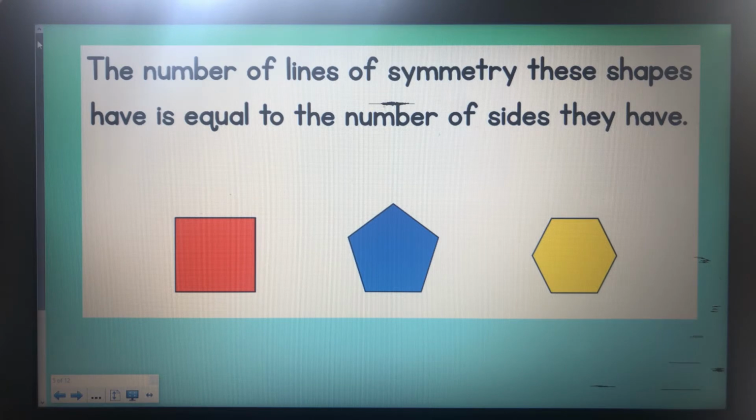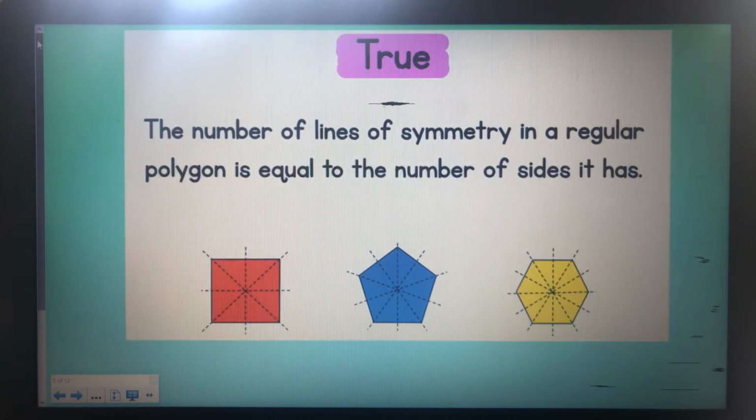Let's have a look, shall we? The answer is true. So the number of lines of symmetry in a regular polygon is equal to the number of sides it has. So let's just go over what a regular polygon is.